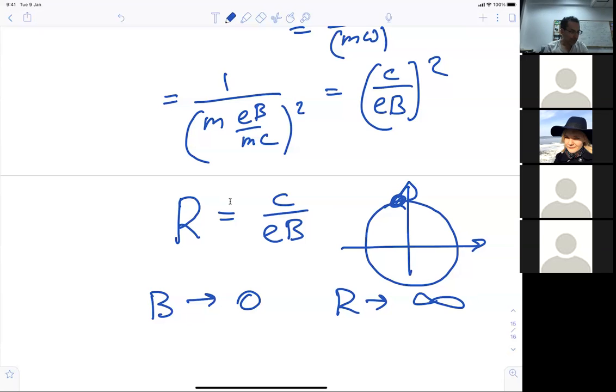Well, it depends on how strong the magnetic field is, yeah? So if the magnetic field is very strong, this thing is very small. So it's inversely proportional to the magnetic field. We can, but just not in real time. If the magnetic field is large, then it's very small.